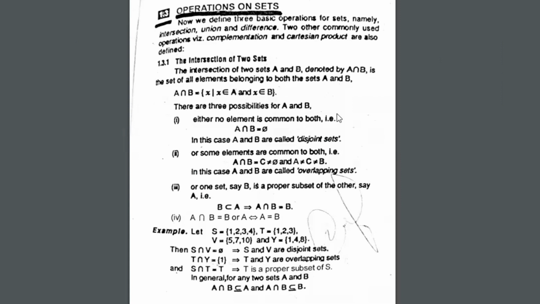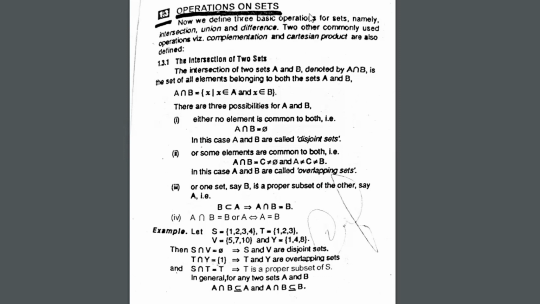So the first one is the intersection of two sets A and B, denoted by A intersection B. It is the set of all elements belonging to both the sets A and B. We will see which elements are common, and we will take those out into the final set. I will discuss that in an example. Here are some of the properties, but let's first see what intersection is in the example.